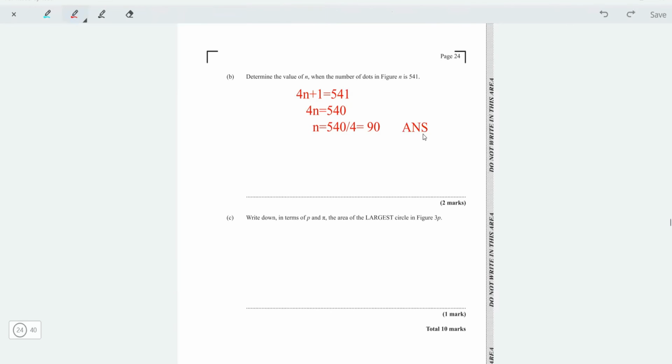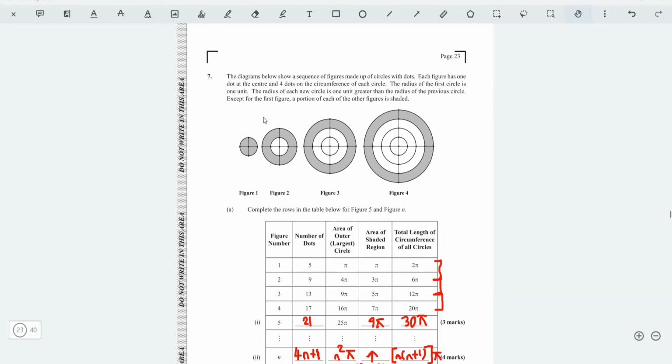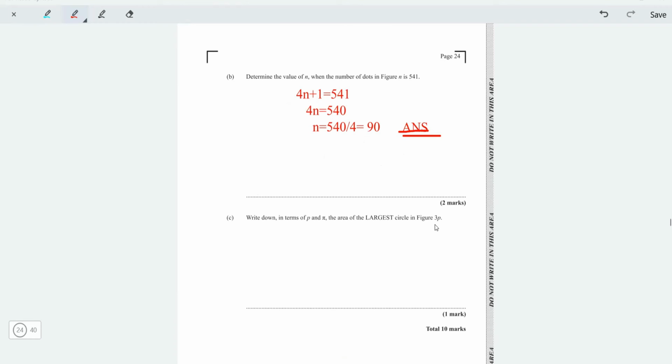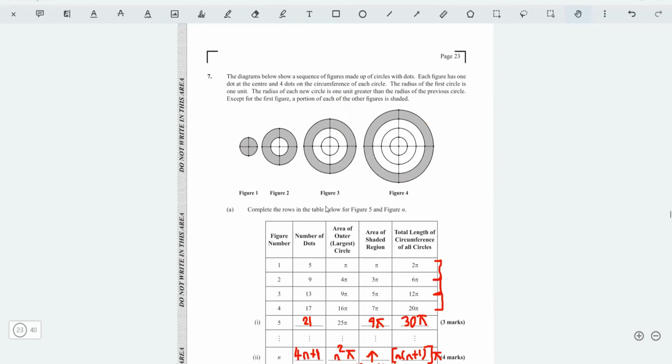All right, now this says write down in terms of p and pi the area of the largest circle in figure 3p. Where did this p come from? I notice it says figure 3p, but I only see a figure 3 right here. What is this p supposed to mean? I'm going to ignore that p, because I don't know what they're saying with it. The figure that they give is not 3p, it's just figure 3.